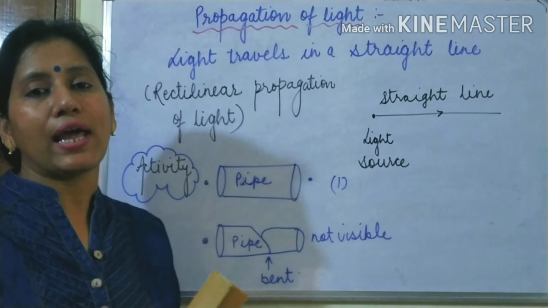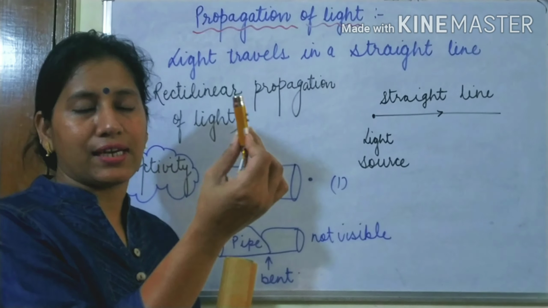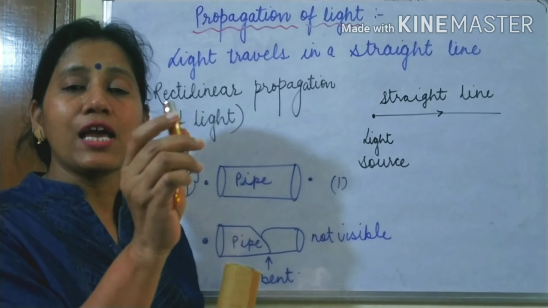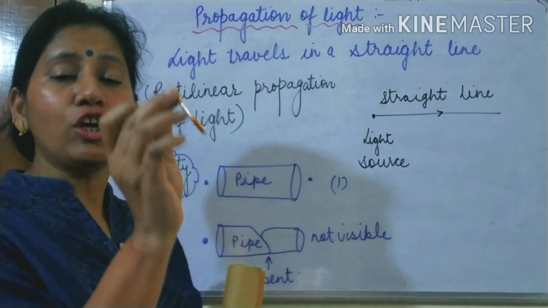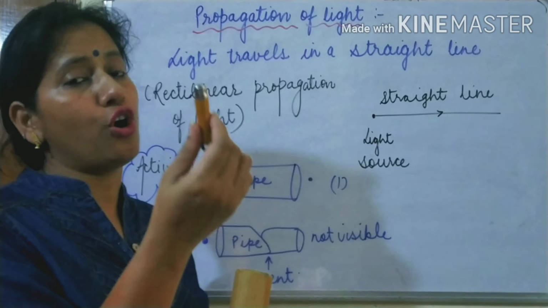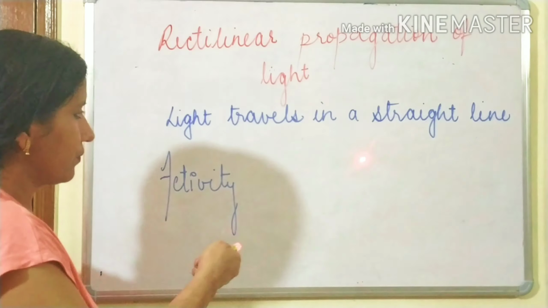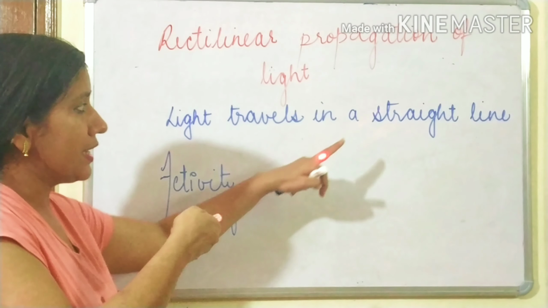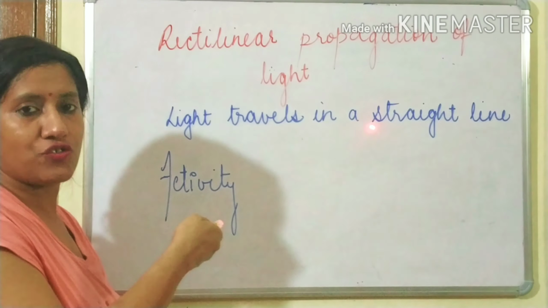Okay, one more activity, children, I will show you. If you have this small laser light, अगर आपके पास है ये, तो this is very cheap, hardly 30-40 rupees की you will get. I will show you with the help of this that light travels in a straight line. You can also do this experiment at your home. So let's start now. Can you see the path? No. Can you see the path here? No. But light always travels in a straight line.